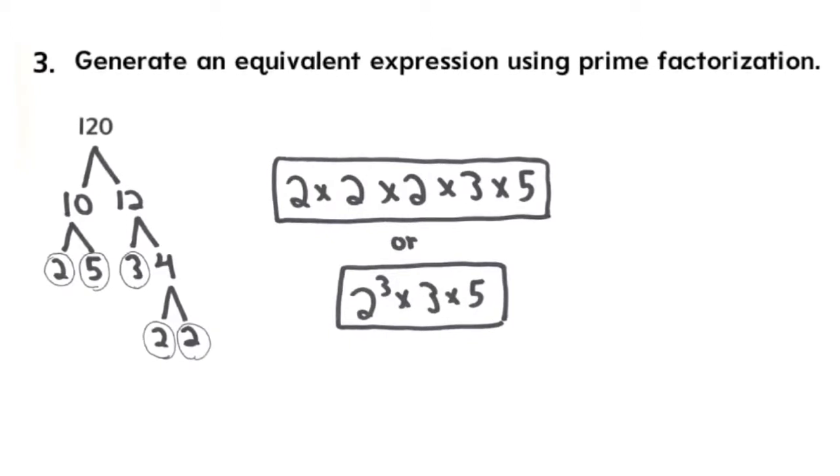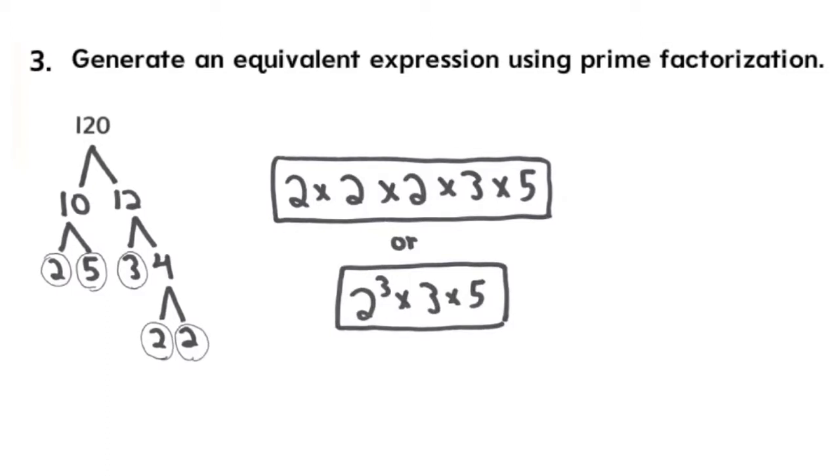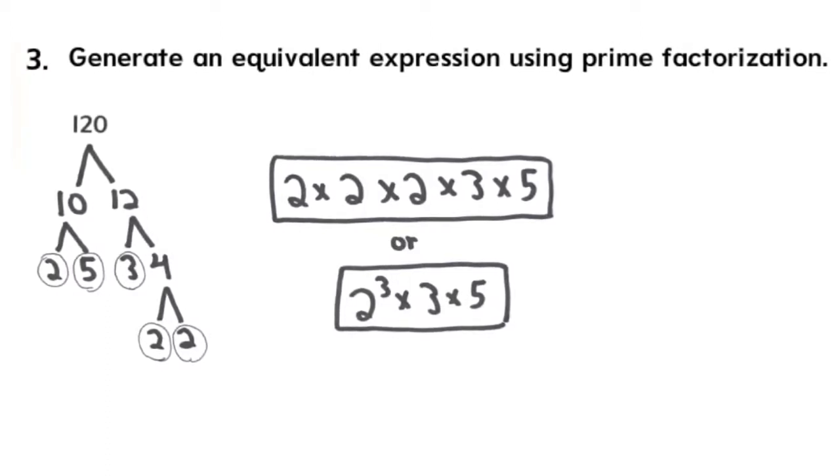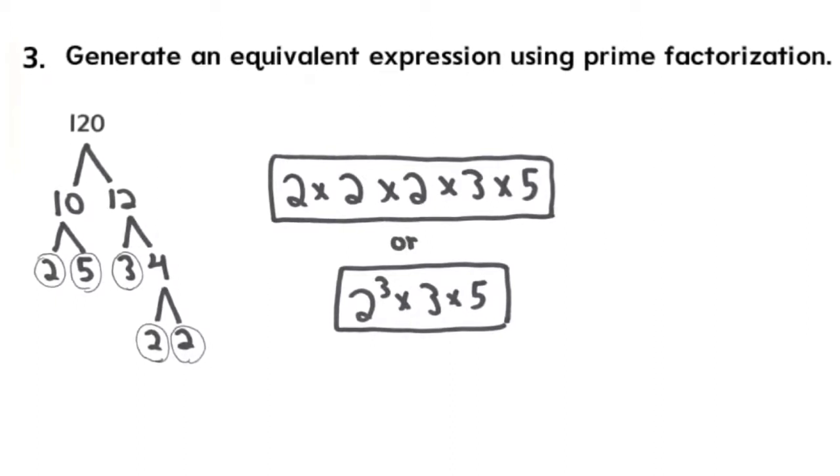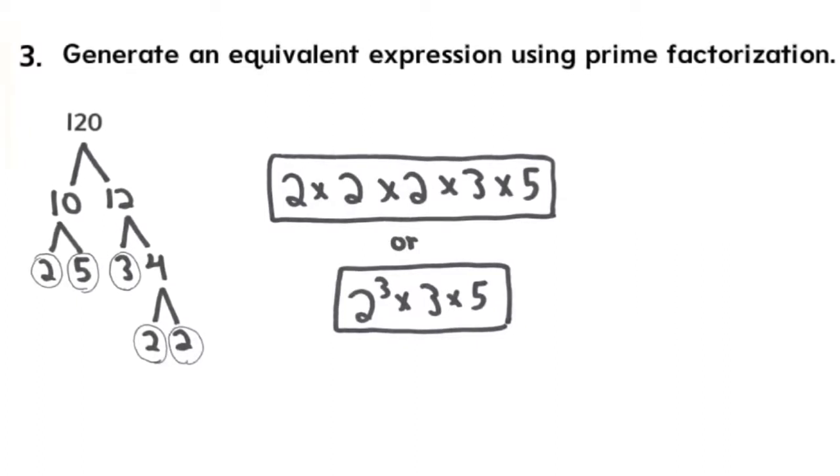And make sure you circle prime numbers as you go through this process. Now the 4 can be broken down into 2 and 2. So your final answer would be 2 times 2 times 2 times 3 times 5. Those are the prime factors. Or you could shorten it with exponents as 2 to the third power times 3 times 5.